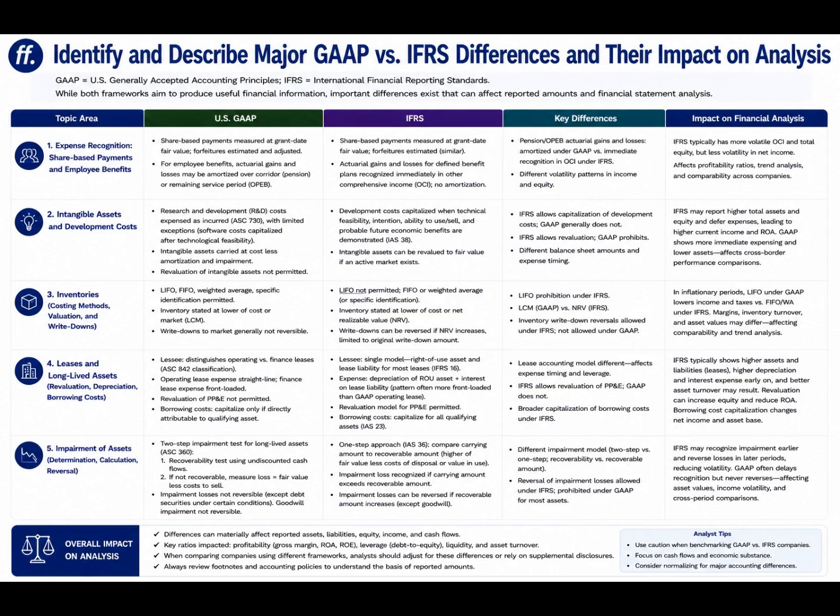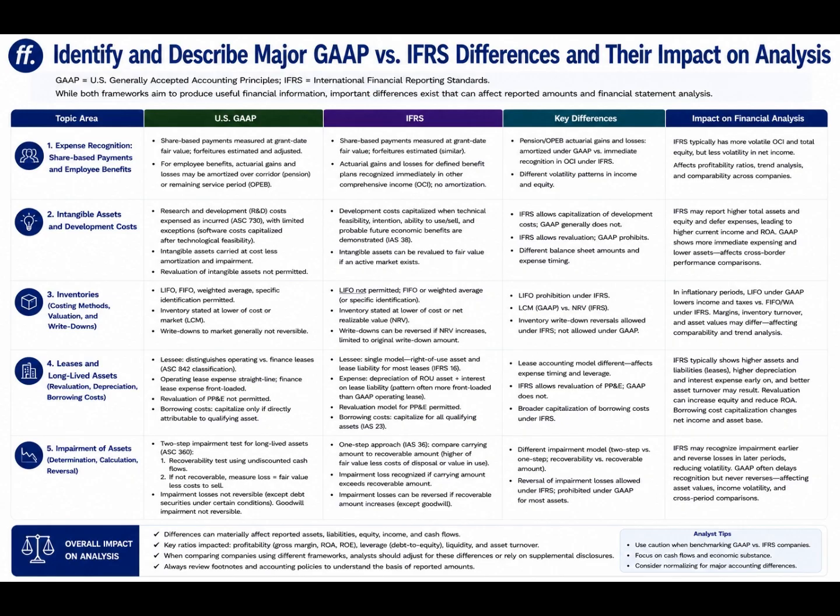Intangible assets and development costs. IFRS permits capitalization of development costs when technical and economic feasibility is demonstrated, increasing assets and deferring expenses. US GAAP generally expenses research and development as incurred, with limited exceptions. IFRS also allows revaluation of intangible assets to fair value if an active market exists, while GAAP prohibits revaluation. These differences impact total assets, earnings patterns, and return on assets comparisons.